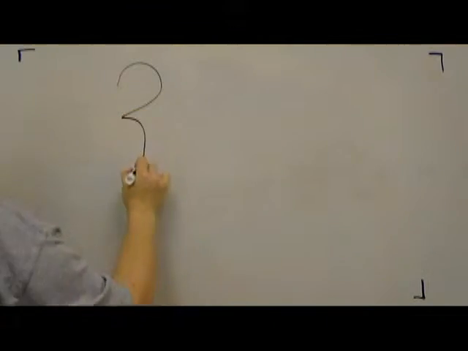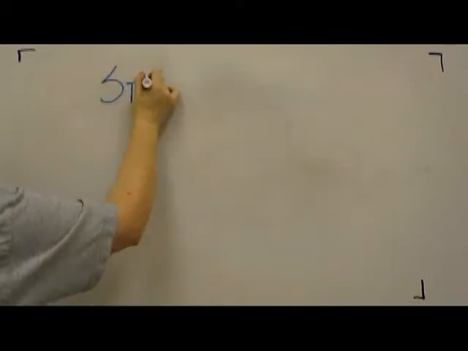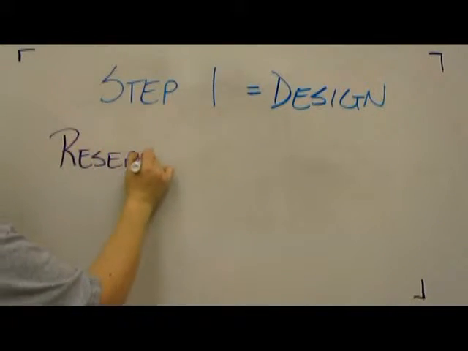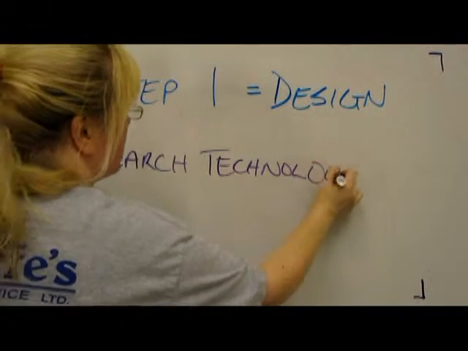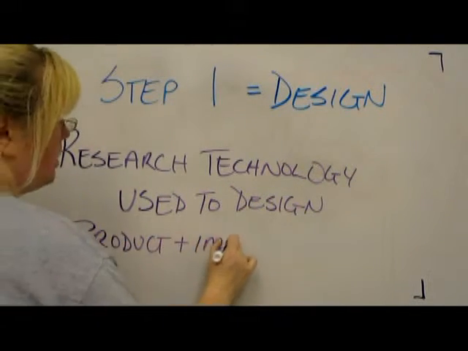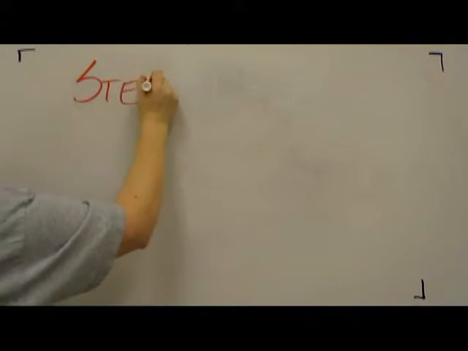Now that might sound kind of vague. How would you do that? I'm kind of looking at it going, I have no idea. How would you do that? Here are the steps. Step 1, they're going to look at design. They're going to research the technology that was used to design this product. And what are the impacts of that on the environment?